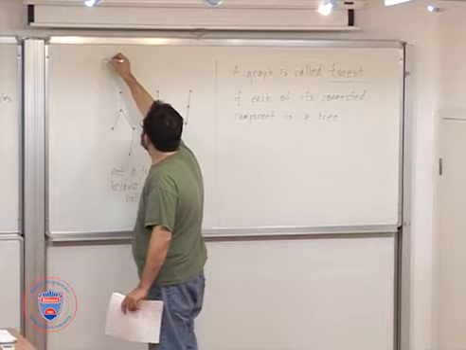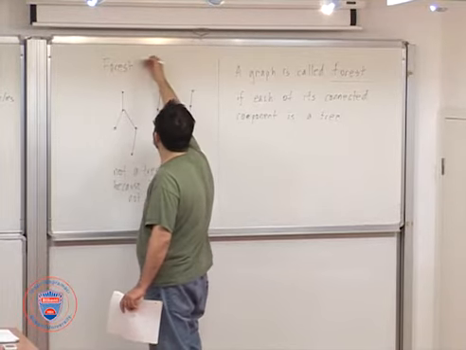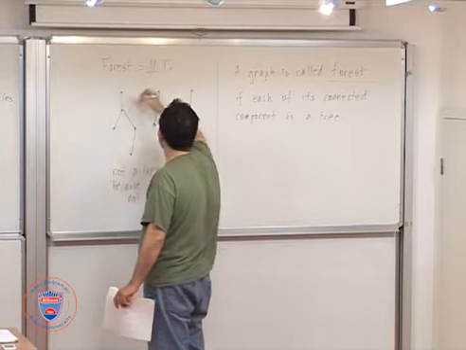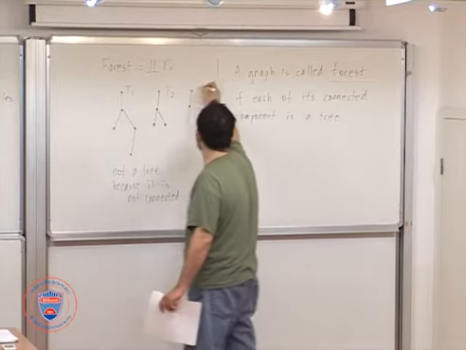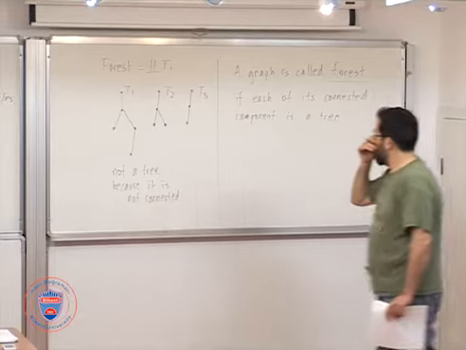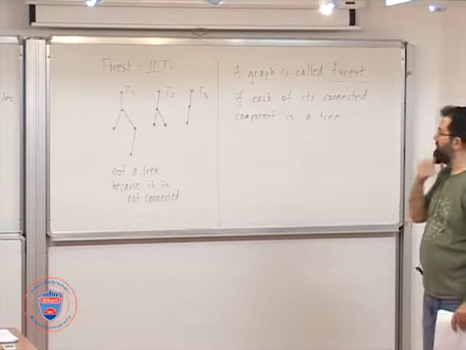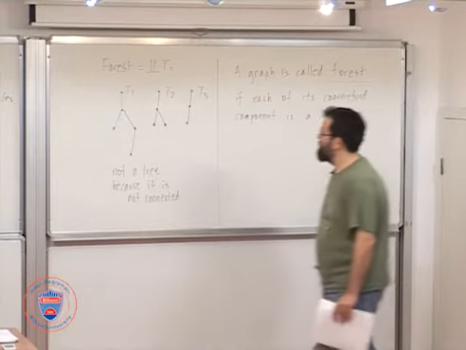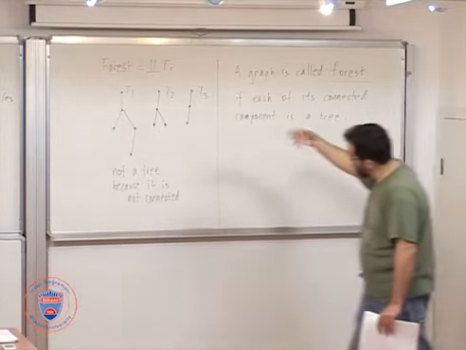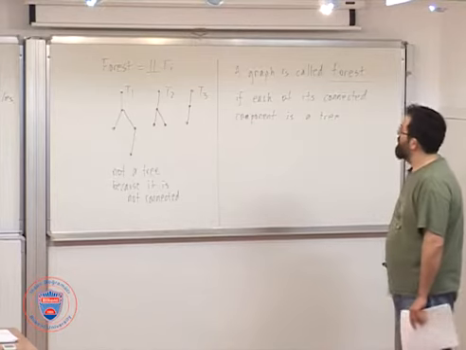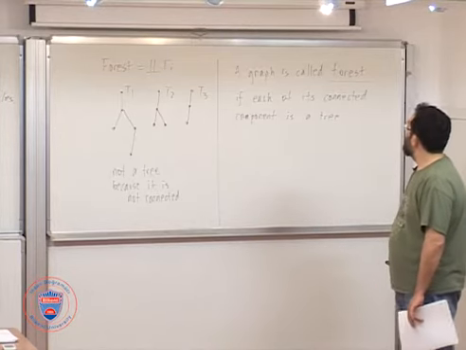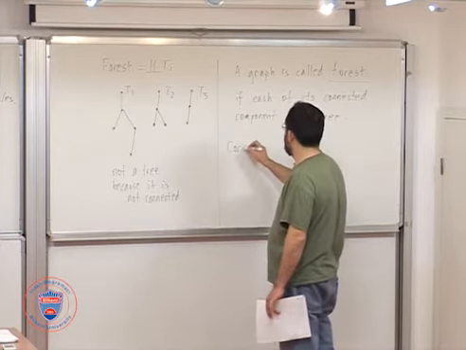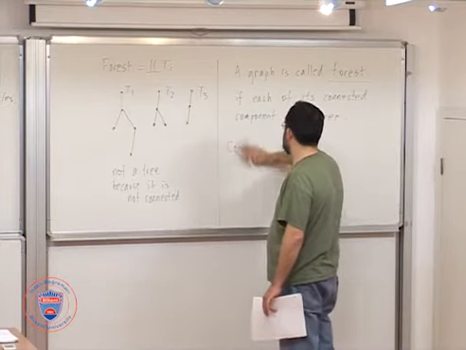So for a forest, this is a disjoint union of all the trees in it. This is the first tree, second tree, third tree. For a forest, this theorem will tell us that the number of vertices minus the number of edges will be exactly the number of connected components. So this is the conclusion.